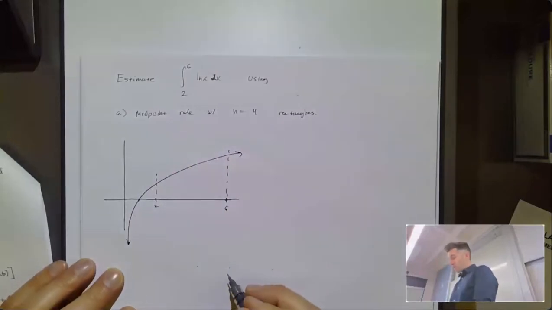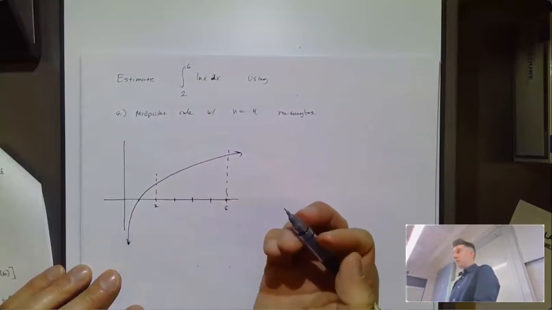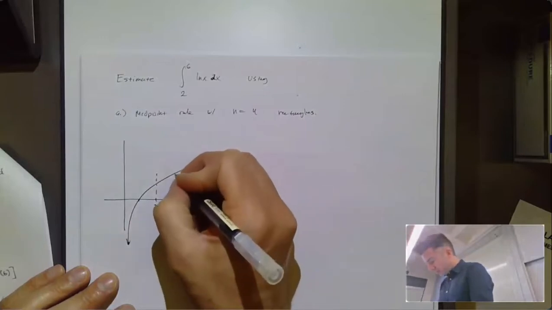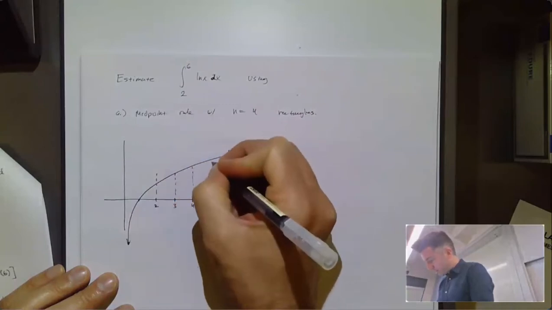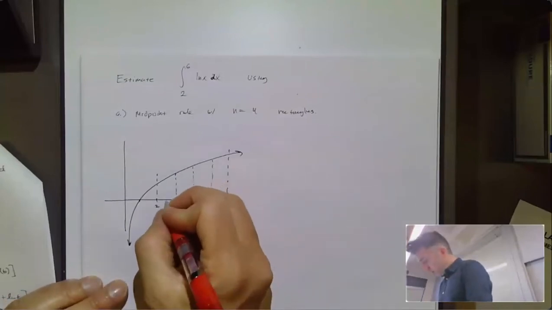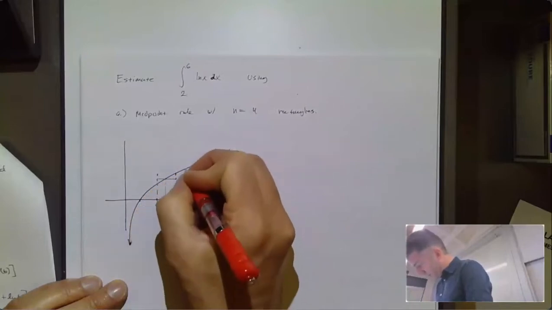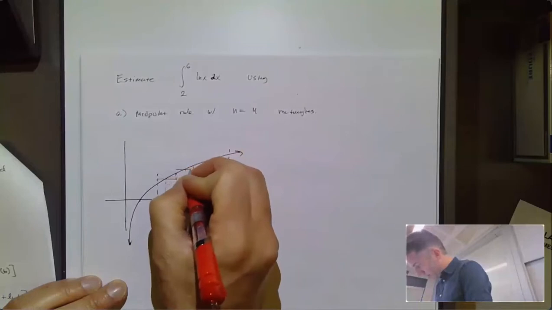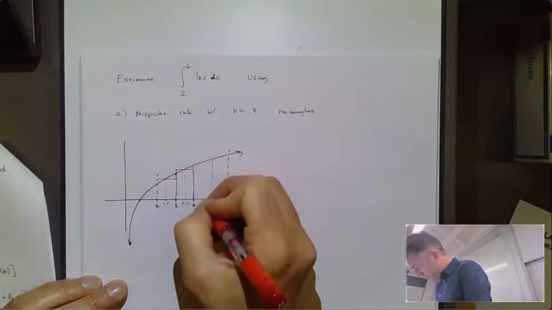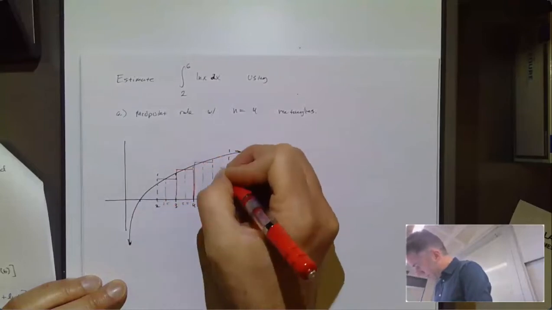And if I do it using rectangles, I'm going to divide this into 4 equal subsections. Luckily, 6 minus 2 is 4, so it divides really easily into 4 subsections. For each of these subsections, I'm going to pick the midpoint of that subsection to get the height of a rectangle. So the midpoint of 2 and 3 is 2.5, and there's the height of a rectangle. The midpoint of 3 and 4 is 3.5. There's my rectangle. The midpoint of 4 and 5 is 4.5. There's my rectangle. And finally, the midpoint of 5 and 6 is 5.5.